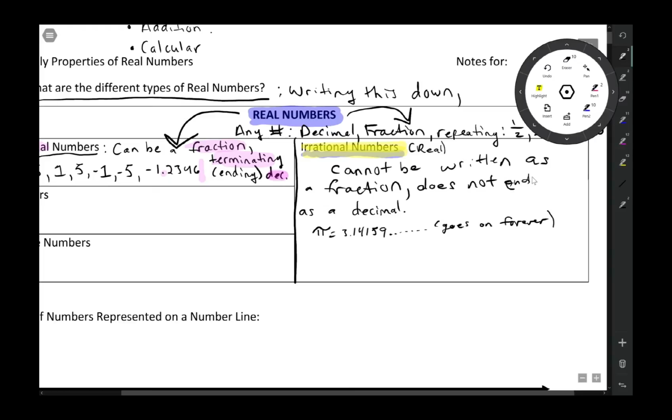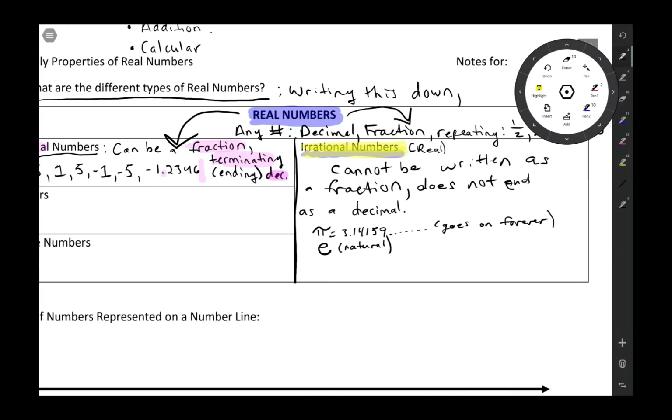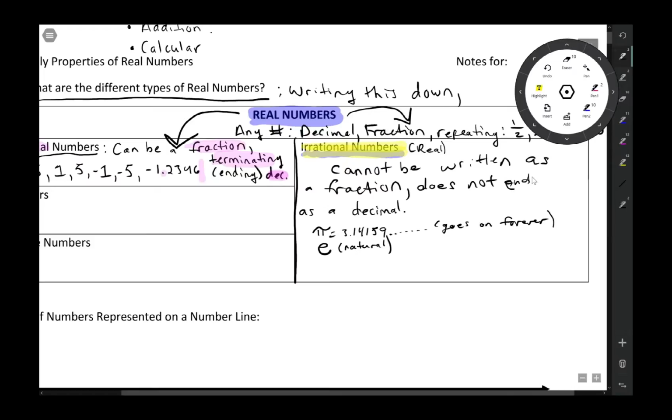Other examples, there's a fancy letter e. That's a natural number, if you ever see it. It never ends. Or things like, let's see here. Those two numbers, decimals that don't repeat. They just can't be written as fractions.